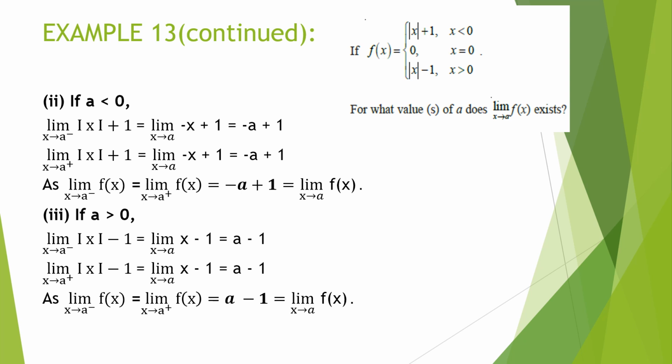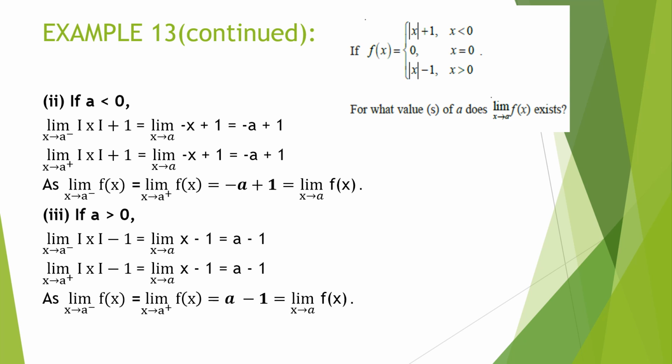Now we find the left and right hand limits. Limit x tends to a minus of |x| + 1 is equal to the limit as x tends to a of... But when a is less than 0, what is |x|? |x| is -x. So it is the limit as x tends to a of -x + 1. Put x as a, it is -a + 1. Similarly, when x is tending to a from the right hand side, |x| + 1 is again the limit as x tends to a of -x + 1, which is -a + 1. So both left hand and right hand limits are the same, and equal to -a + 1. So this itself is the limit as x tends to a of f(x). Left and right hand limits should be equal, so that will give you the limit of the function.